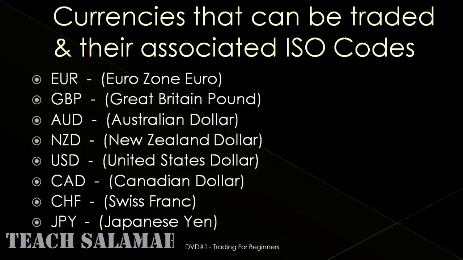We start with the Eurozone Euro, the Great Britain Pound, the Australian Dollar, the New Zealand Dollar, the United States Dollar, the Canadian Dollar, the Swiss Franc, and the Japanese Yen. The ISO code for the Eurozone is EUR. For the Great Britain Pound, it's GBP. For the Australian Dollar, it's AUD. For the New Zealand Dollar, it's NZD. For the United States Dollar, it's USD. For the Canadian Dollar, it's CAD. For the Swiss Franc, it's CHF. And JPY for the Japanese Yen.